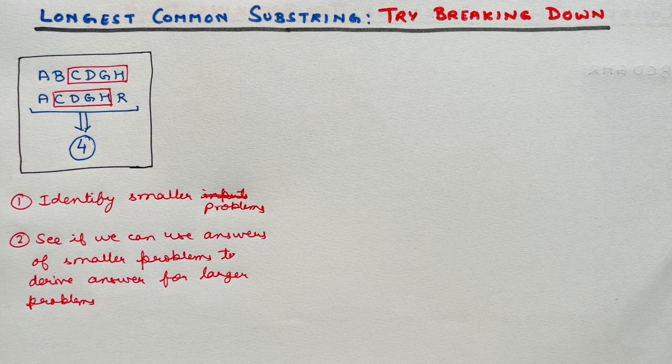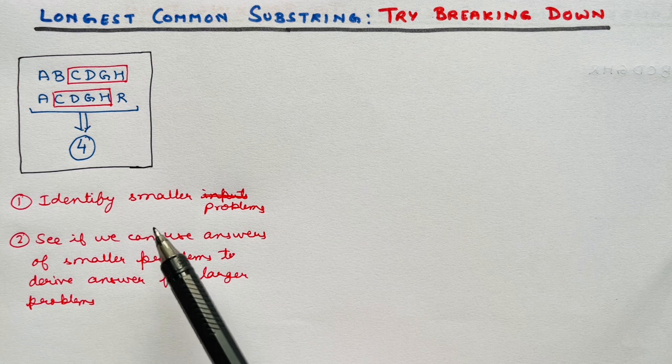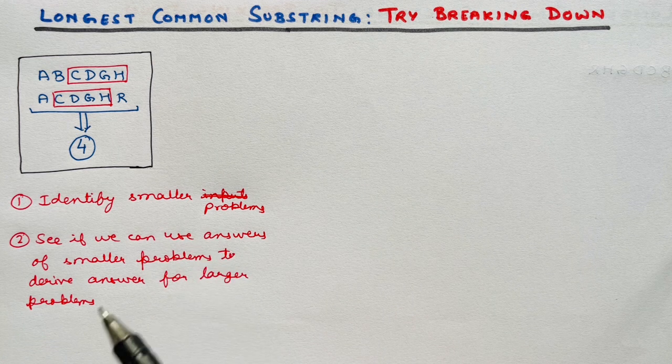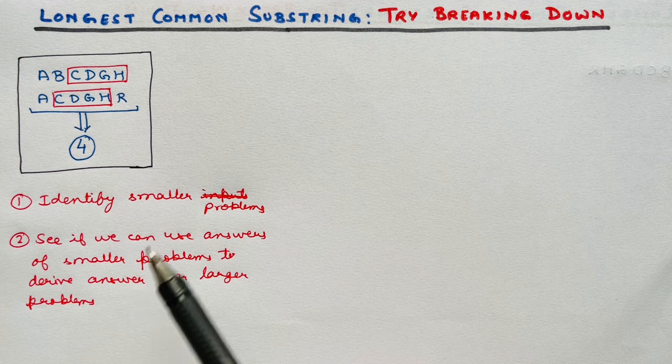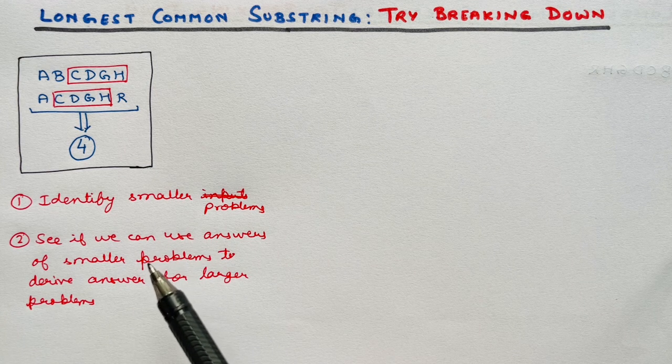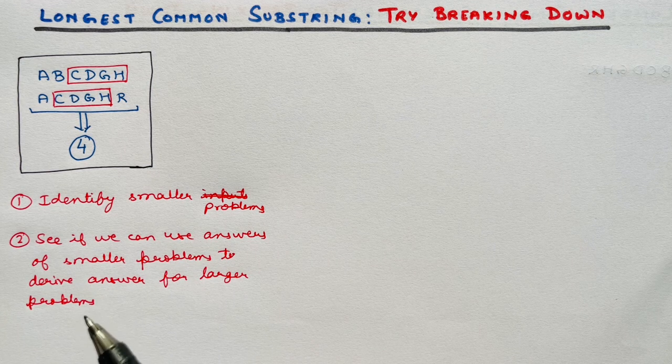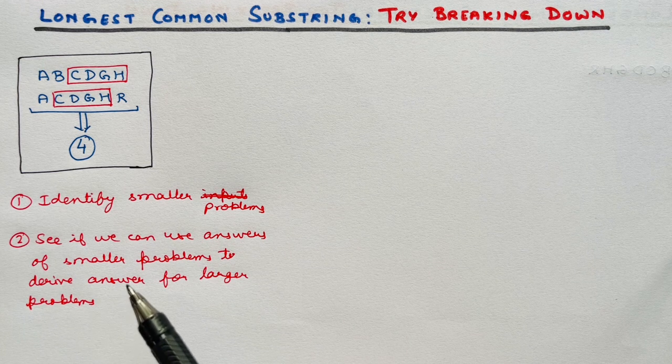Since we can't think of any other straightforward approach, let us try to solve this problem using recursion. What does that mean? That means we have to identify just next smaller problems, and then we have to see if we can use the answers of those smaller problems to derive the answer for our original problem. Which means that if somebody magically comes and gives us the answers to smaller problems, can we get the answer for the larger problem using that?